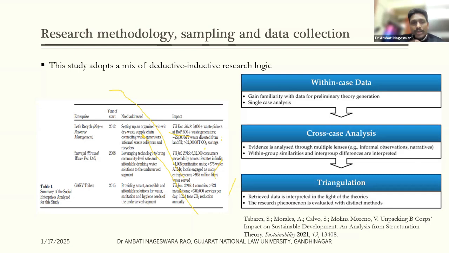Okay. Now what Let's Recycle did, I'll explain only one case study so that you'll understand what is the innovation here, how they're able to contribute to sustainable development goals. What Let's Recycle is doing is that they are taking rag pickers as employees of their organization. Means they are providing a formal organization, means they're going to get the dress, uniform.